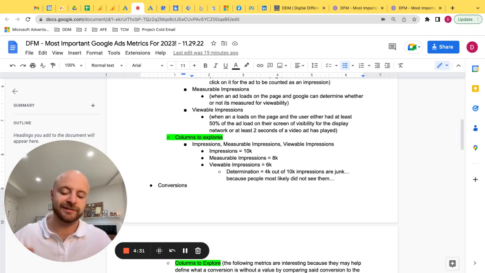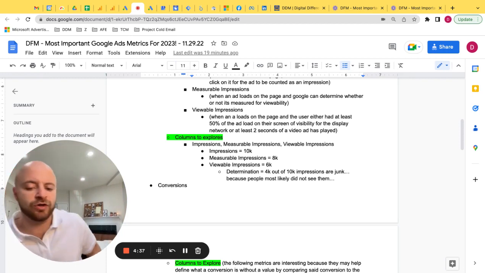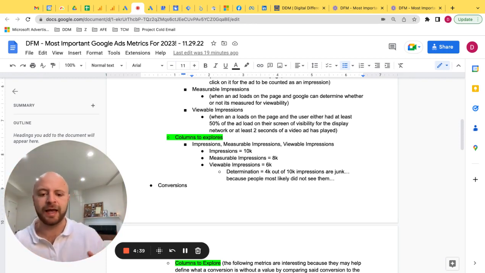And they're all impressions. There are all these different ways to categorize impressions, and that's why your classic impression doesn't really mean a lot, because there are so many different spots and so many different definitions of it. So that's why I thought the impression metrics were very, very important, at least to explore.